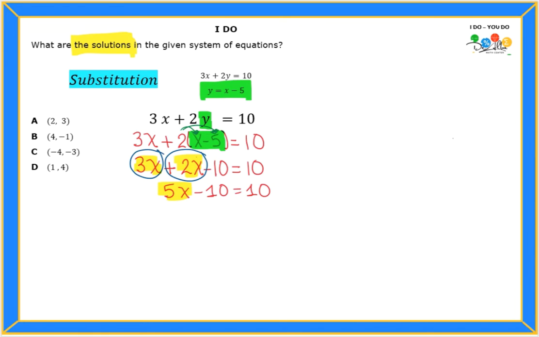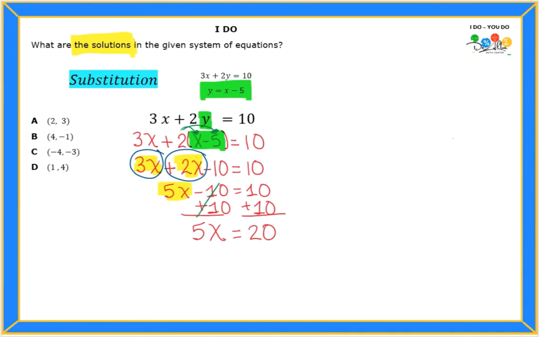Okay, so what do I need to do next? I need to eliminate the constant, which is my minus 10. And the opposite of a minus 10 is plus 10. And I will add plus 10 on both sides. Okay, so my 5x, I'm going to bring it down. My minus 10 and plus 10 is going to cancel. Remember? And 10 plus 10 gives me a 20. Okay? And what do I need to do next?